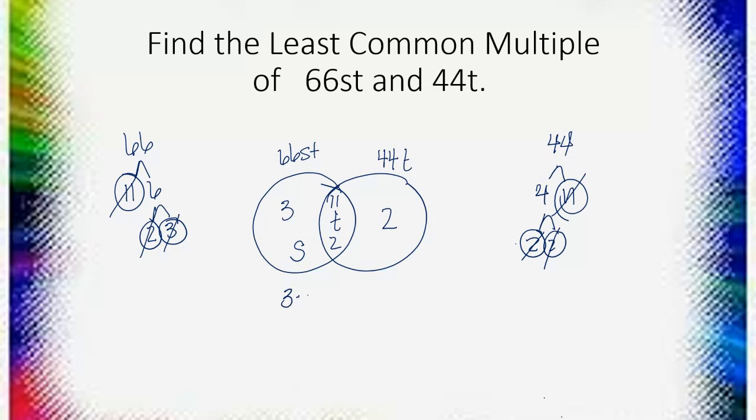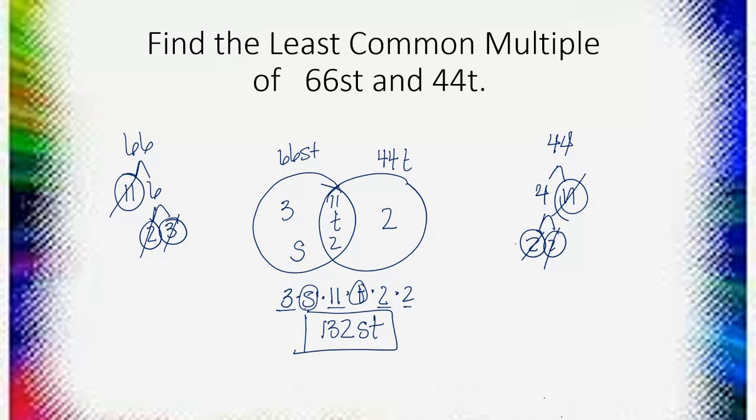So I'm going to multiply 3 times S times 11 times T times 2 times 2. So I'm multiplying each of the things that are in the Venn diagram. When I'm doing this, I'm going to start by multiplying all the numbers together. So 3 times 11 is 33, times 2 is 66, times 2 is 132. And then S times T is just ST. So the LCM is 132 ST.